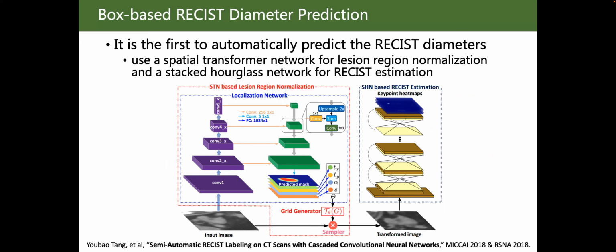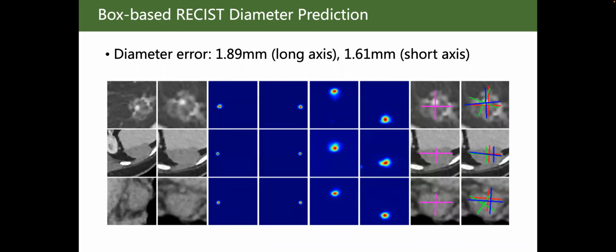At the second stage, we used a stacked hourglass network for RECIST estimation, where we convert the RECIST diameter prediction task into a heat map prediction task. That means if we can accurately predict the location of the 4 endpoints of the RECIST diameters, we will get accurate RECIST diameter predictions. This method requires radiologists or the users to draw one box that covers the entire lesion.